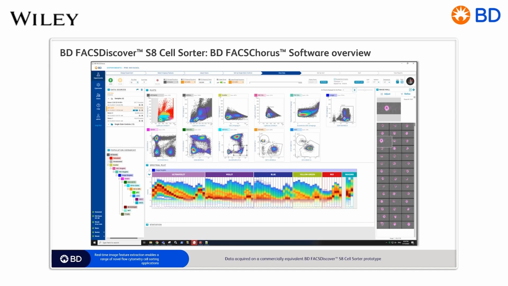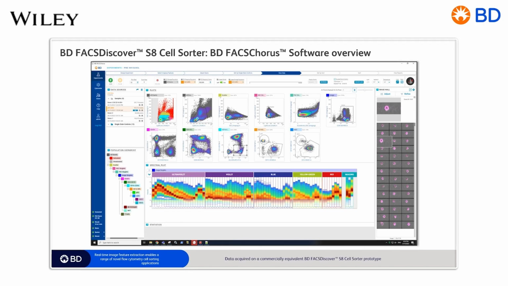And then in the center, the top part is all your plots. And those plots can be resized and rearranged any way you want them. And then there's a spectral plot down below that gives you the raw data for each of your 78 detectors as well as your imaging detectors.